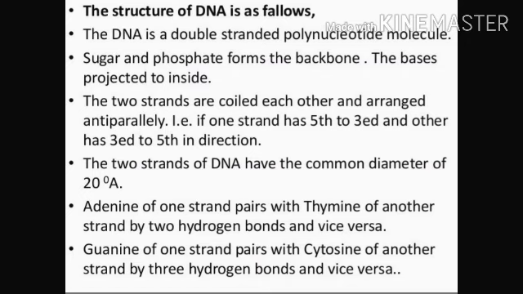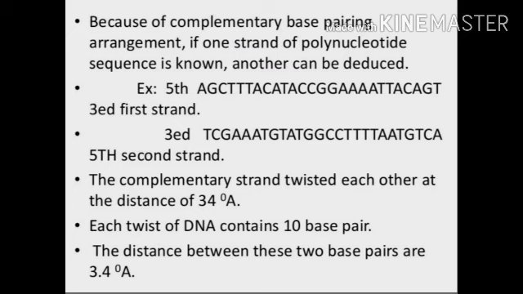The two strands of the DNA have a common diameter, that is 20 angstrom. And remember these 2 points: adenine of one strand always pairs with thymine of another strand by 2 hydrogen bonds, and guanine of one strand pairs with cytosine of the other strand by 3 hydrogen bonds. That means adenine always pairs with thymine and guanine always pairs with cytosine. Because of the complementary base pairing arrangement, if one strand of the polynucleotide sequence is known, then the other can be deduced.